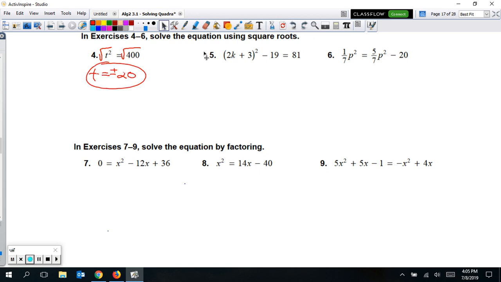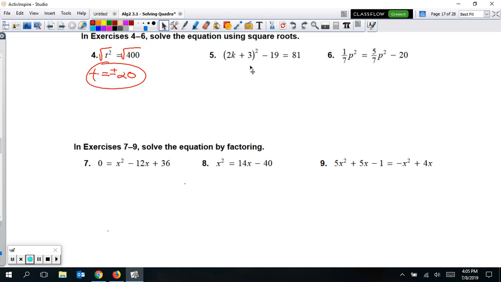I'm sorry, not 100. What am I thinking? 20. The square root of 4 is 2. Wow. So t is equal to plus or minus 20. So square root of 400, 20. And then put a plus or minus in front of that.